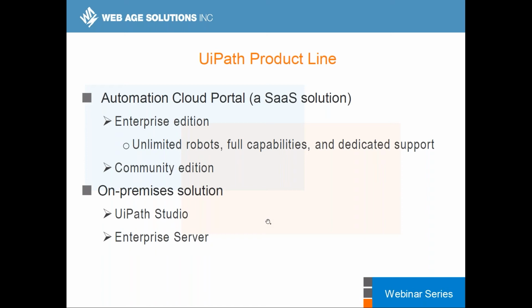UiPath Studio also offers, by the way, a community edition you can download. There are certain features that might not be available. For that, you would need to get some enterprise features, but it's enough for you to get started and to get the taste of the brand, so to speak, and see if you like it or not. Plus, they offer you the cloud portal.